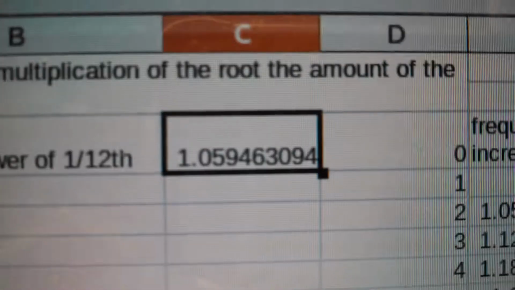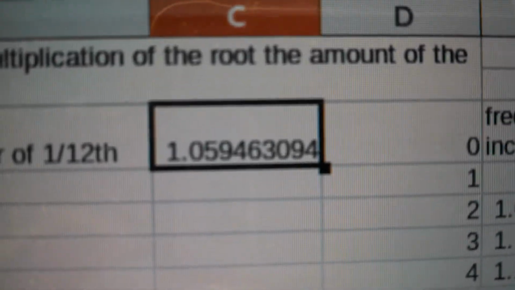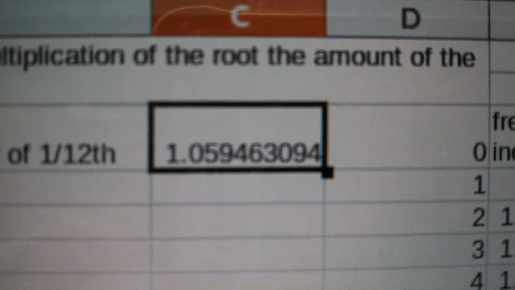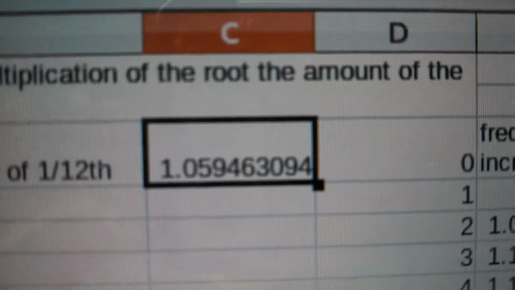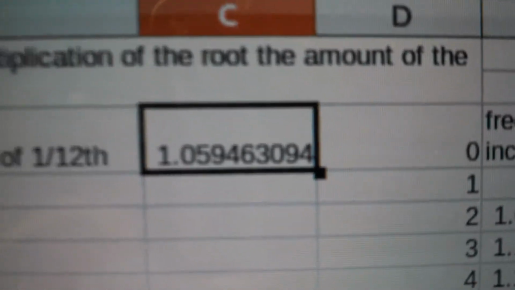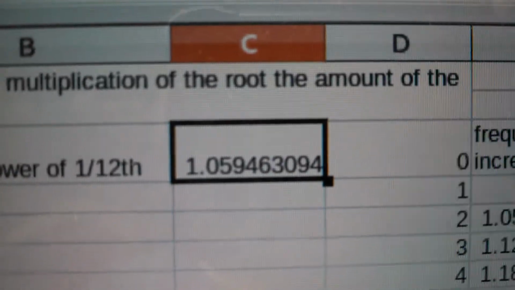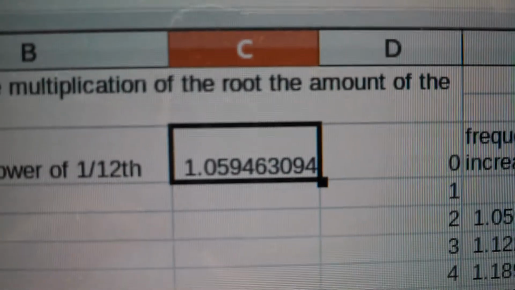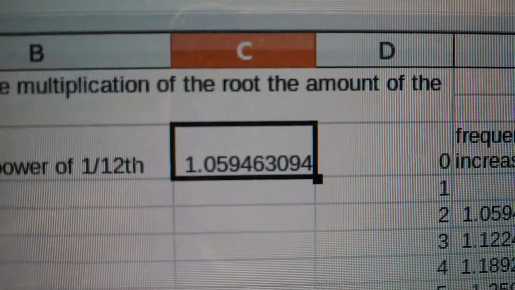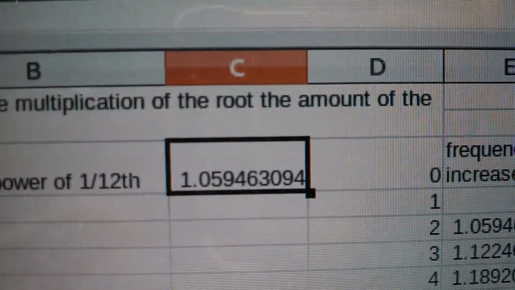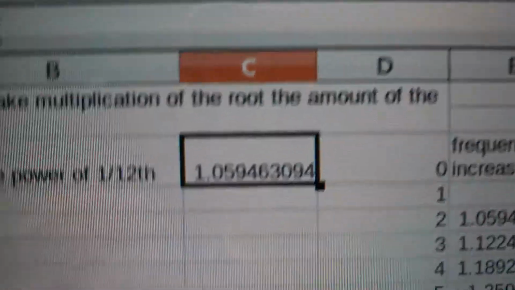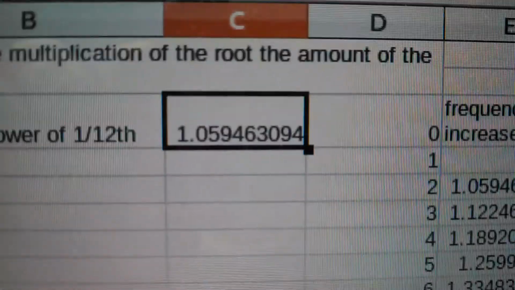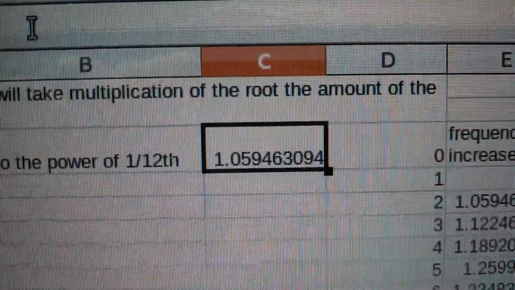This is the cell that the formula is in, and this number is a number that you multiply by to get the fret size increases on a guitar. And it's also what would generate an even tempered scale. That would be how you would get the frequencies or fret sizes for the scales on a piano, guitar, whatever. It's a kind of constant multiplication number.